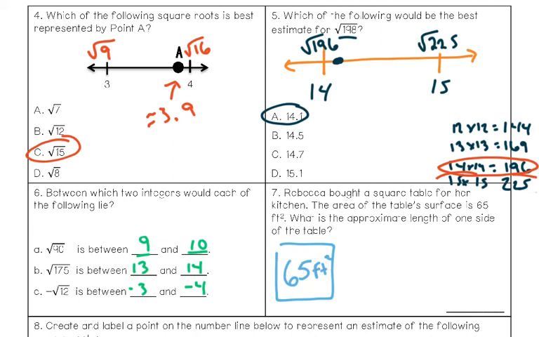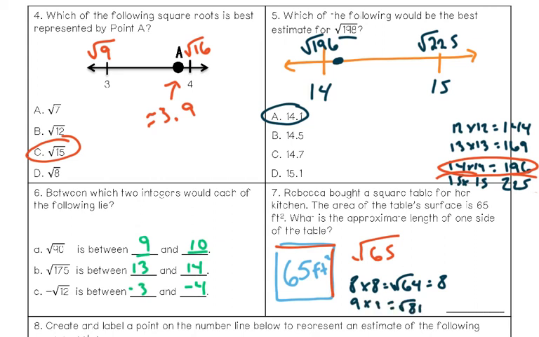That means the only operation that can give me the length of one side, since it's length times width, I need to do the square root of 65. So step 1, the first thing I want to ask myself, is this a perfect square? Is there a number times itself that gives me 65? The answer is no, but I can get close because I know that 8 times 8 is 64. So the square root of 64 is 8. And I know that 9 times 9 is 81.